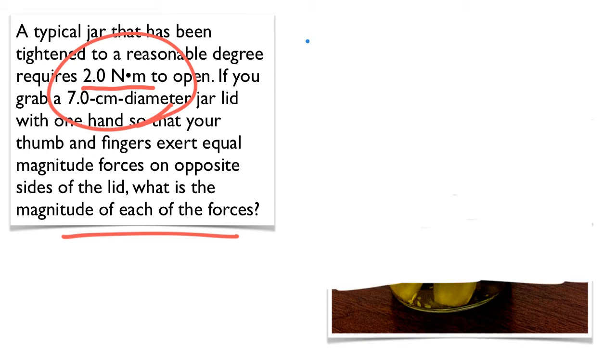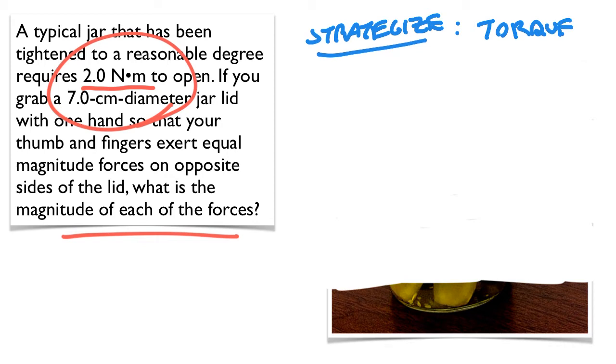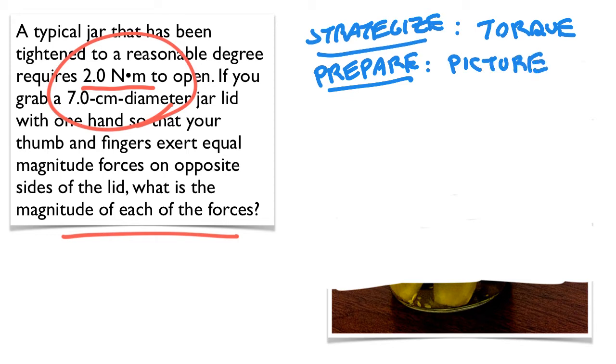Okay, first thing we're going to do is strategize. Since I'm trying to make the jar lid rotate, this feels distinctly like a torque problem. Okay? Next piece of the puzzle is I'm going to prepare. And my preparation stage is going to be just like my previous ones. I'm going to draw a picture. I do love pictures. And in torque problems, you must draw a picture. It is absolutely mission critical.